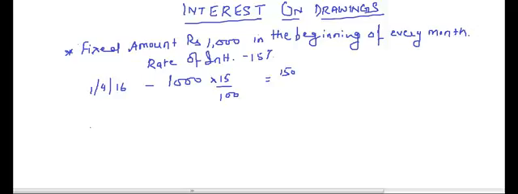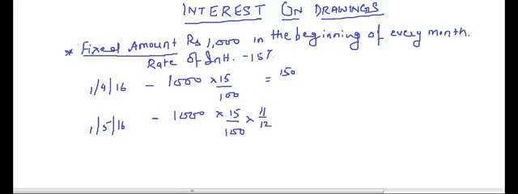Now he's withdrawing again on the 1st of next month, that is on 1/5/2016, because he's drawing a fixed amount of rupees 1000 in the beginning of every month. So here again he is withdrawing 1000 at 15%. But now this 1000 he is not using for 12 months, because he is withdrawing this money on 1/5/2016. For how many months is he using this money? For 11 months. So we'll charge interest for 11 months. Clear?